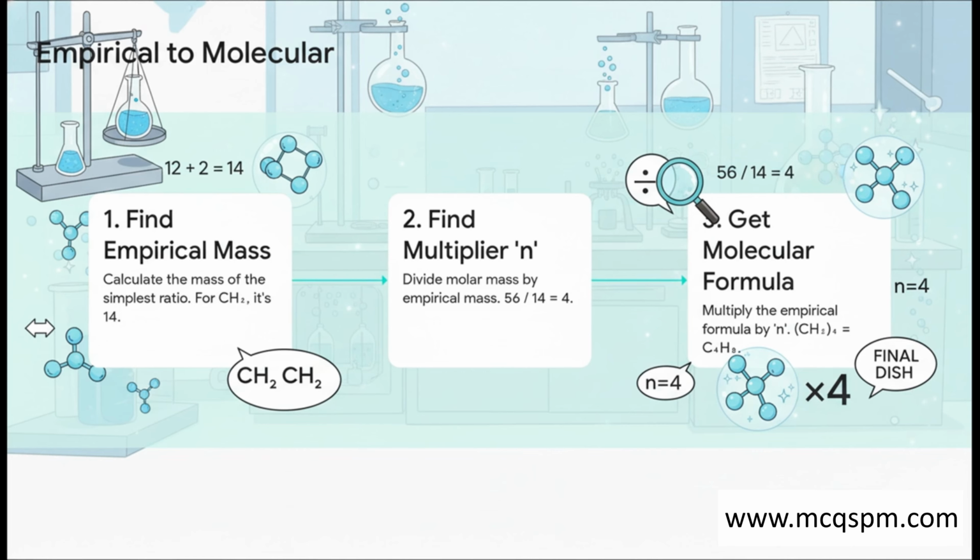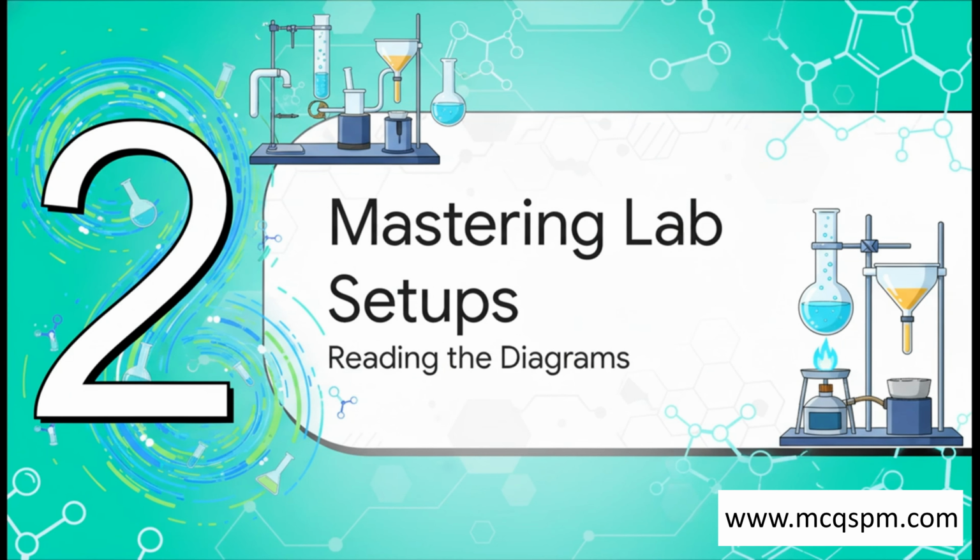Step 2, find your multiplier. How many recipes fit into the final dish? Just divide the total mass, 56, by our recipe's mass, 14, and that gives us 4. And finally, step 3, just multiply your recipe by 4. So CH2 times 4, bam, you get C4H8. You've got your answer.